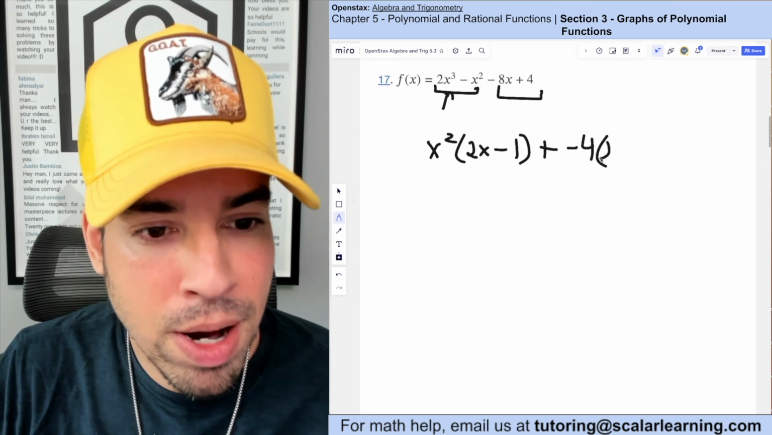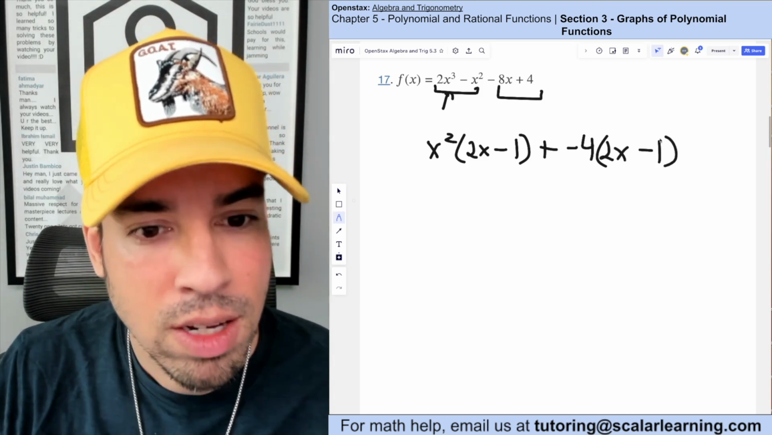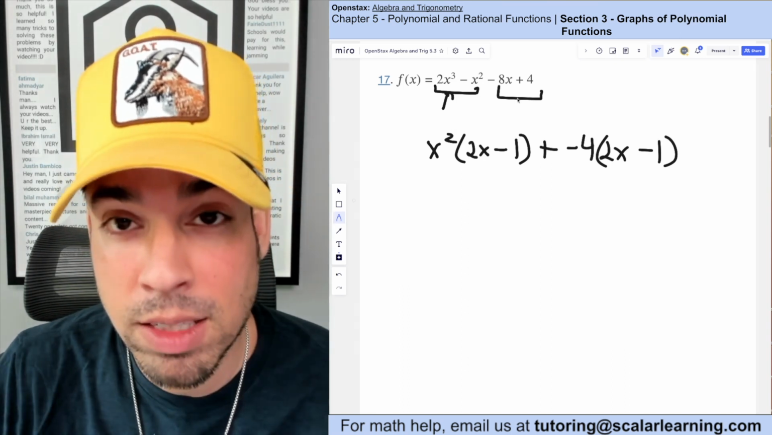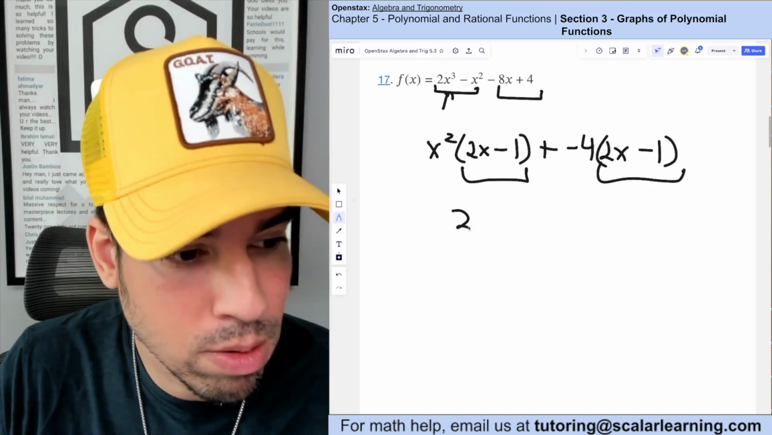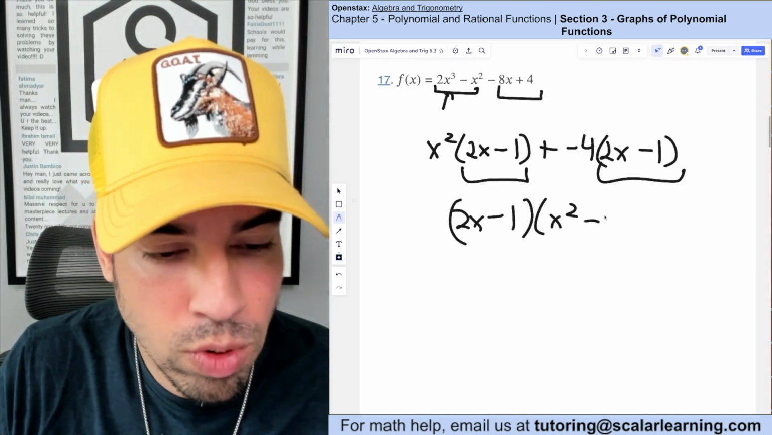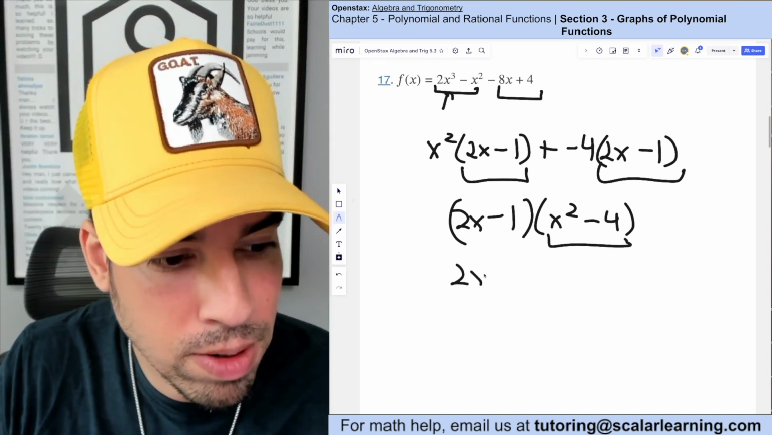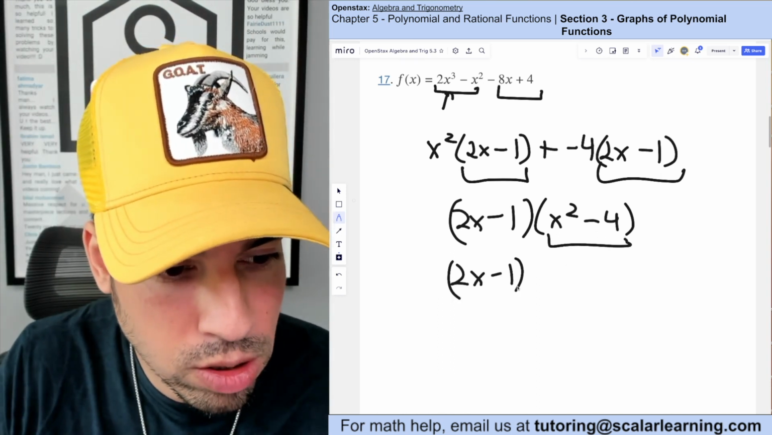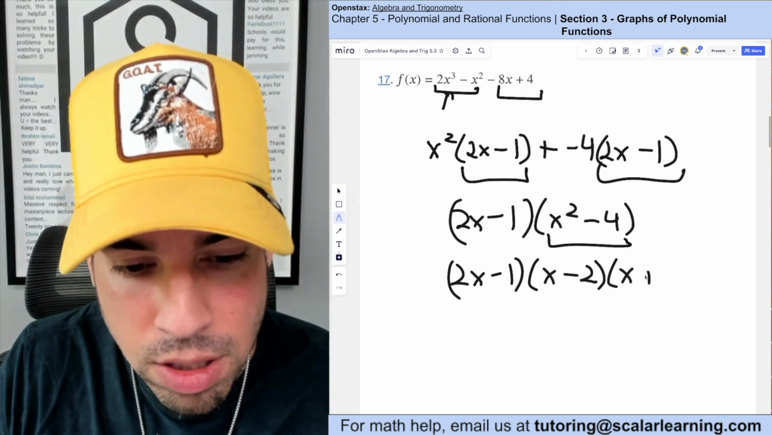Then I get a positive 2x in here, and I get a negative 1 there, because negative 1 times negative 4 brings me back to positive 4. Now these two match, and that's what I want, because now I can pull them out, 2x minus 1, and I got the x squared minus 4 in here. Again, we've got a difference of squares, so I'm going to factor that. Check it out. That's going to be x minus 2, x plus 2.